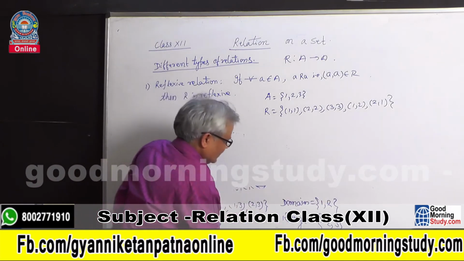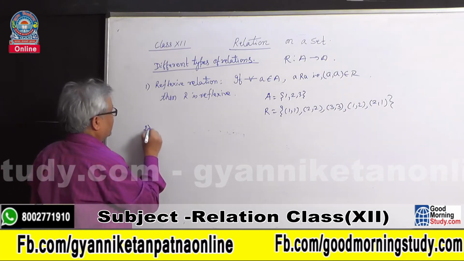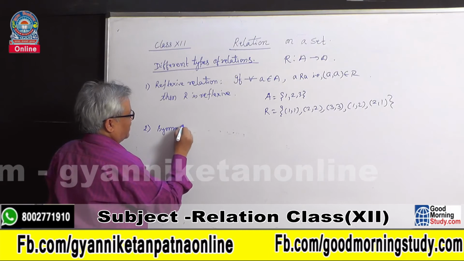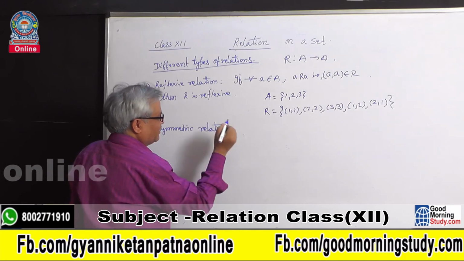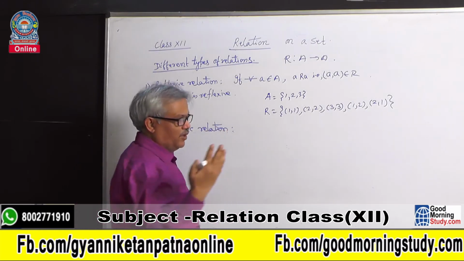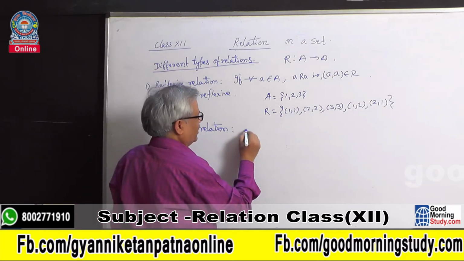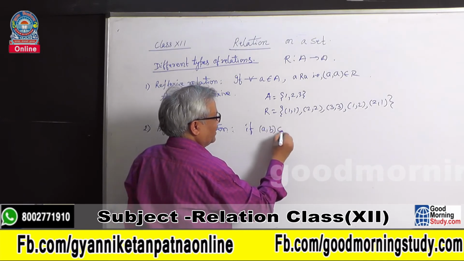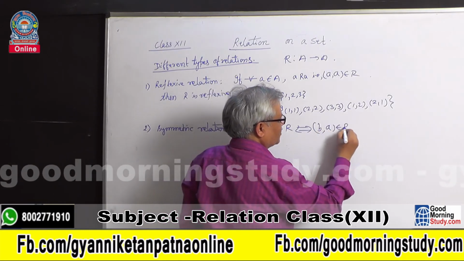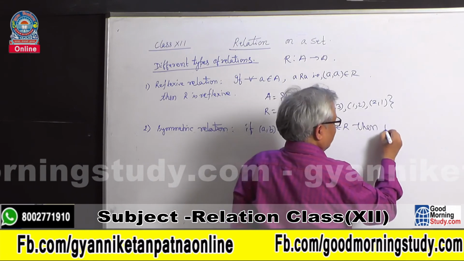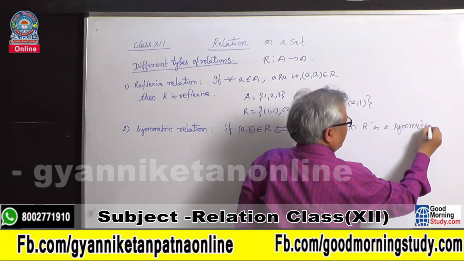And the second is the symmetric relation. That relation is a symmetric relation in which if (a, b) belongs to R, a is related to b, then b must be related to a. So we write in short that (a, b) belongs to R implies and is implied by (b, a) also belonging to R, then this R is a symmetric relation.